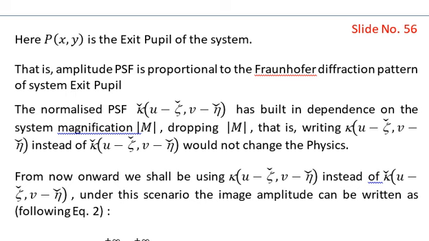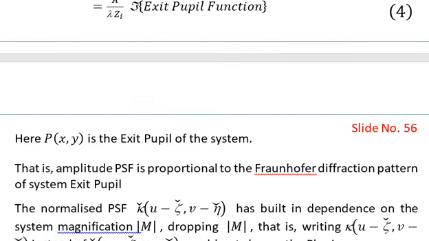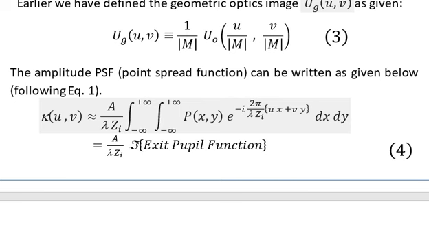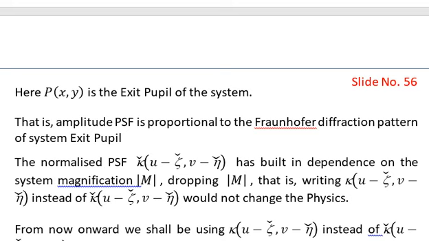That is, the amplitude point spread function is proportional to the Fraunhofer diffraction pattern of the system exit pupil. And you know that in the Fraunhofer pattern we have the Fourier transform of the pupil function, which we refer to as the Fraunhofer diffraction formula. Since on the right hand side we have the Fourier transform of the exit pupil, it means that we have the Fraunhofer diffraction pattern of that system.